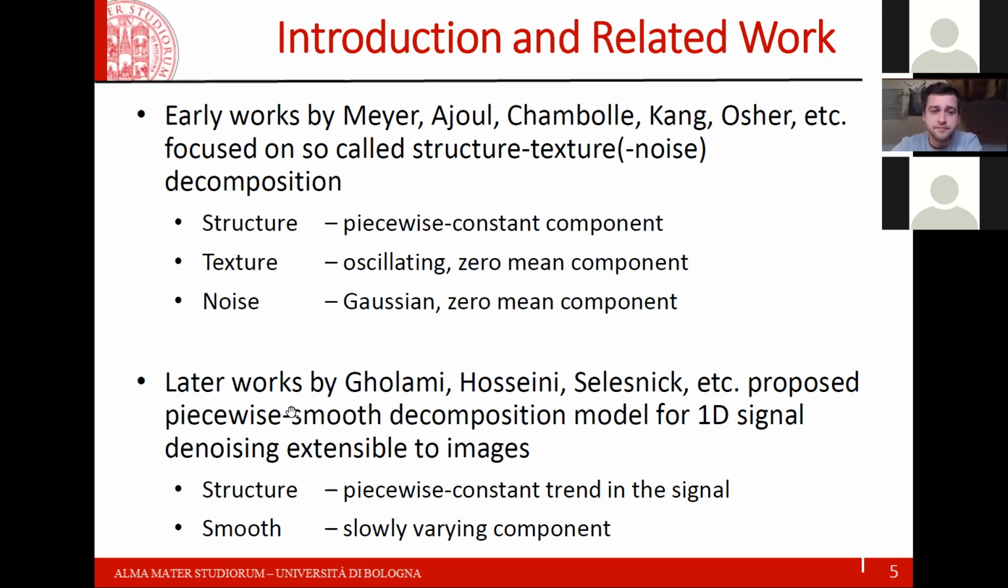Later on, Golami and Hosseini, followed by Selesnik, proposed a piecewise smooth decomposition model for 1D signal denoising that could be extensible also to images, where once again the structure was the piecewise constant trend in the observed signal, and the smooth component was a slowly varying component or harmonic component in the signal.